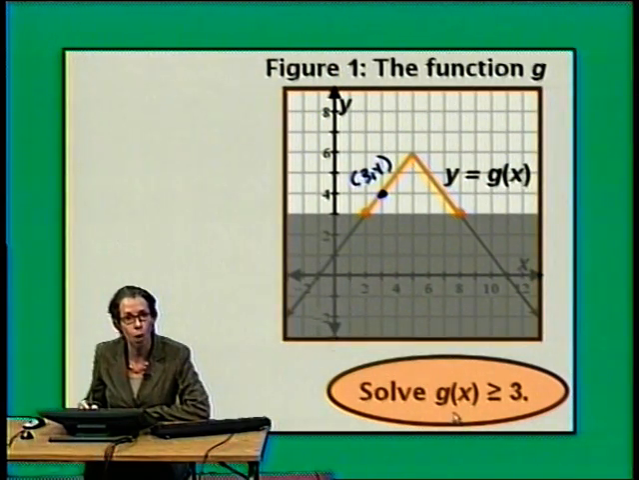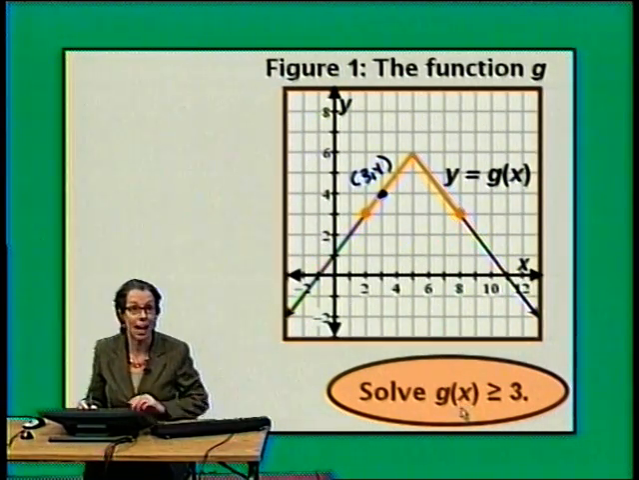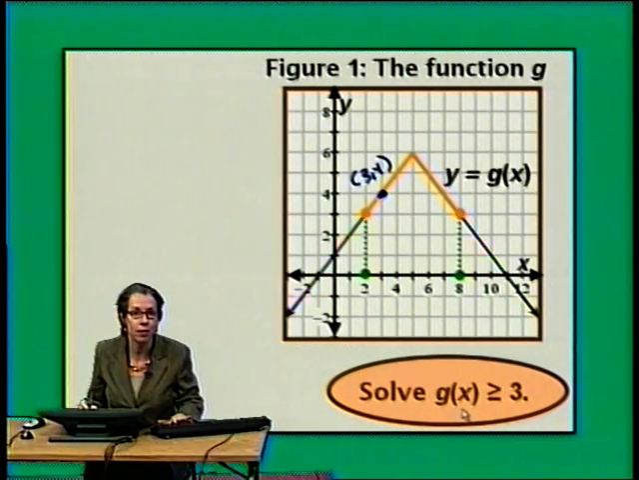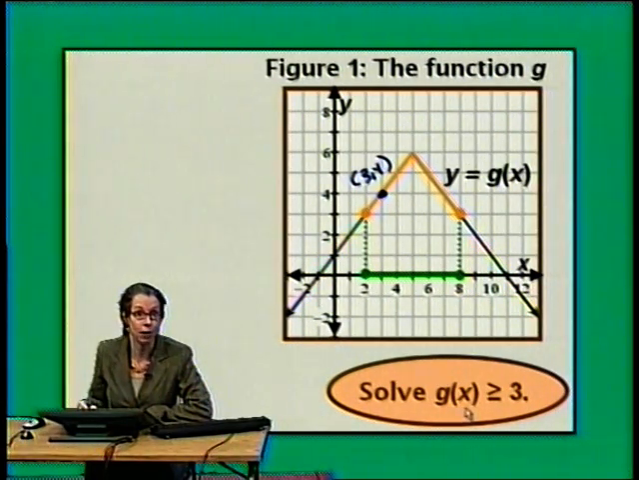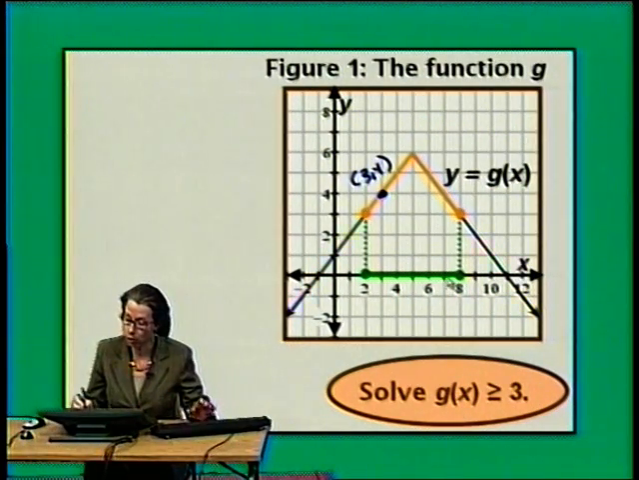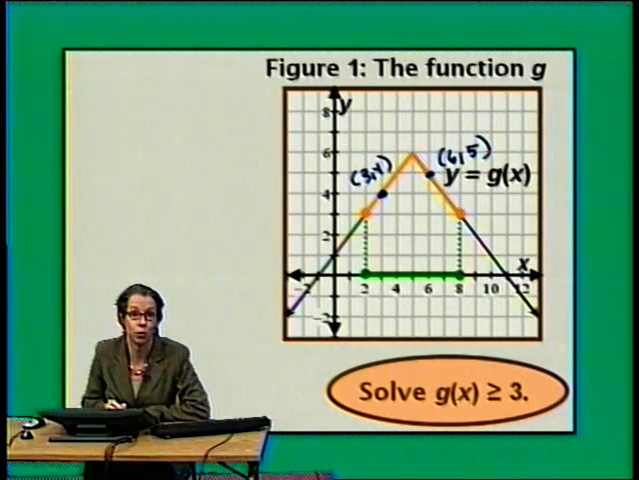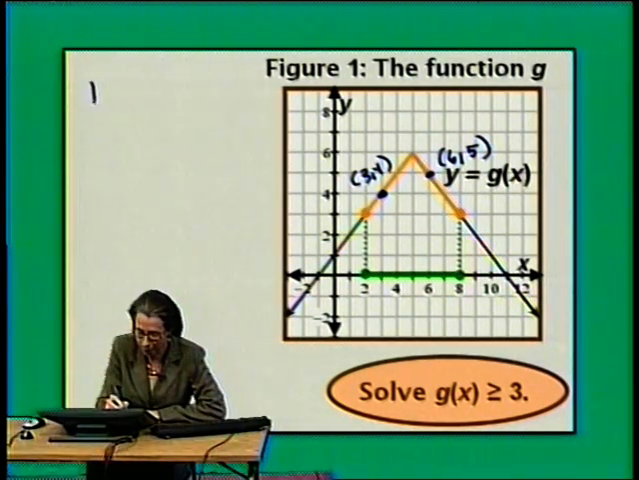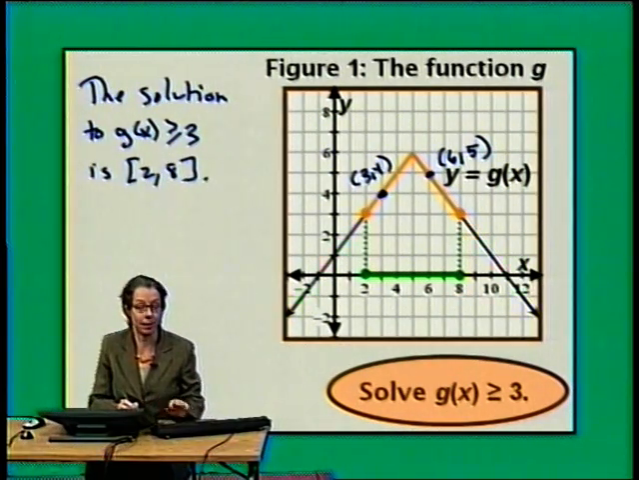But we're solving an inequality, and we want to know something about the x values. So getting rid of our shading, let's look at the corresponding x values. So I read down to the x-axis, and I see that if I choose any x value in this green interval I've drawn on the graph, the y-coordinate is greater than or equal to 3. For example, if I choose x equals 6, the y-coordinate is greater than or equal to 3. So what's the solution? The solution to the inequality is an interval of numbers. It's the interval that starts at 2 and ends at 8.